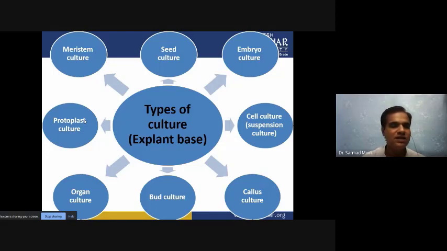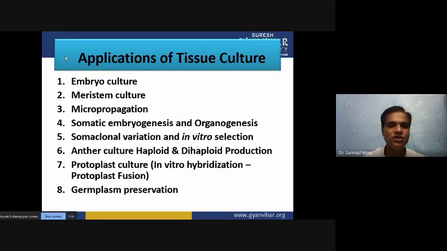So when we are taking these protoplasts for culture purposes, we call it protoplast culture. Another explant we can take is meristematic tissue, and these meristematic tissues or cells we can take from the axillary bud, root tip, and shoot tip. These have meristematic tissues, which can divide very fast, so they can produce a good result in a shorter time. Then, applications of tissue culture.